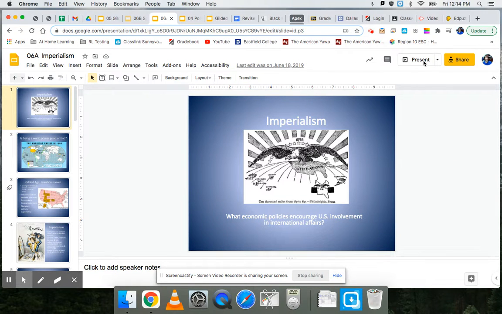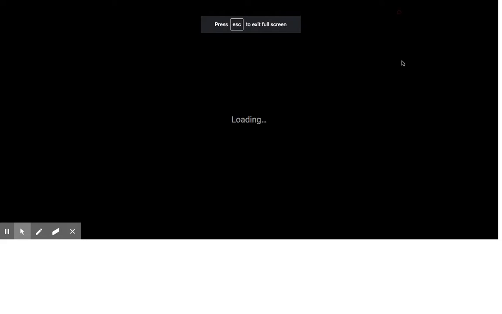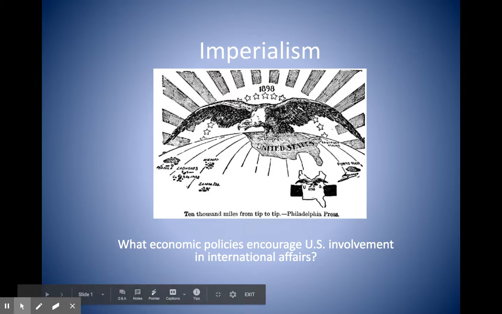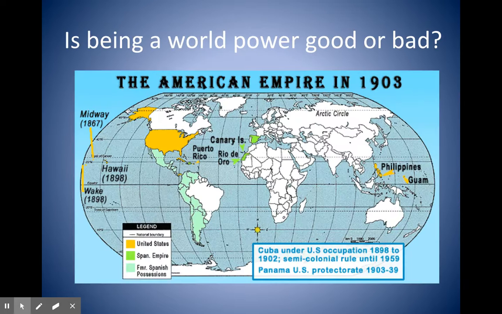So if you look at this political cartoon, you can see that it depicts the United States. 1898, the year of the Spanish-American War, is really the year that the United States embraces imperialism, right? And really goes from tip to tip, right? And so you want to remember that year. The American Empire in 1903.